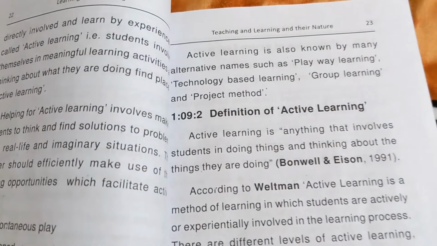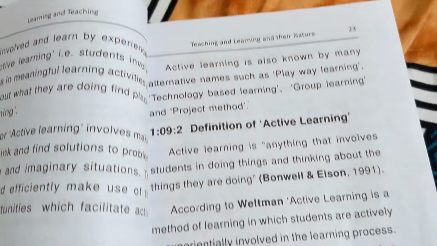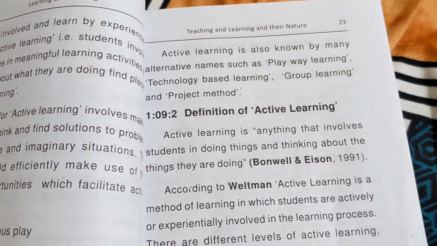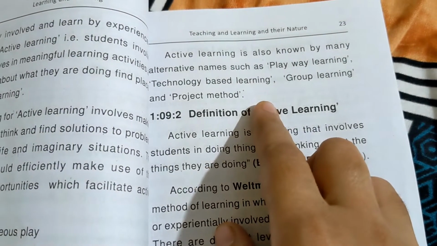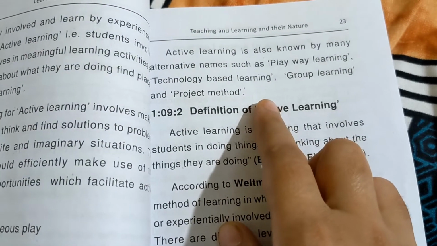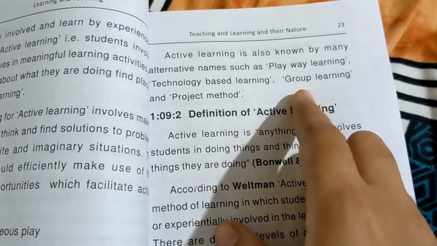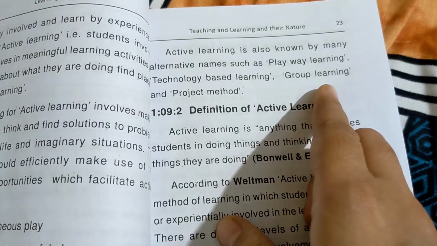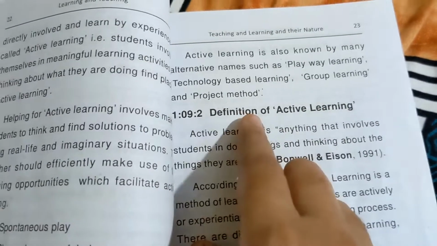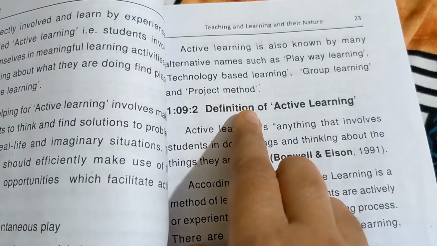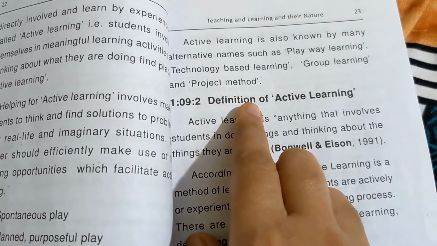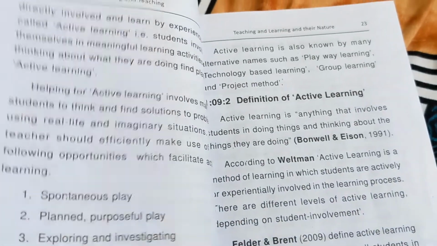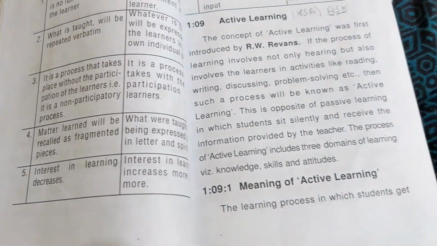Next, active learning is also known as playway learning. That is, by playing games also you can do learning. Next, technology based learning. That is, if you take a computer, using the computer also you learn a lot of things. Next, group learning. A group of people or group of students, you sit together and discuss and learn together. That is group learning. Next, project method. By doing the project, as you're doing the project, you also learn the process of that completely. So this is about the meaning of active learning. I hope you have understood this.